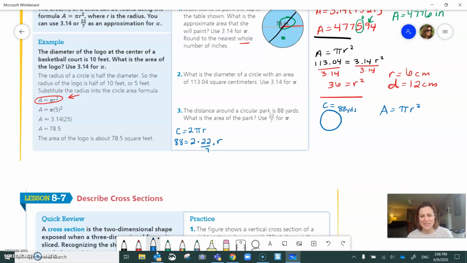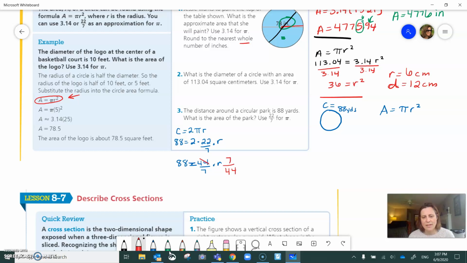Gosh, there's always lots of ways you can do these, right? I think this time what I'm going to do, 2 times 22 is 44. Oops, that's supposed to be an equals. 2 times 22 is 44. 44 over 7 times r. To get r by itself, I want to do the opposite of multiplying by 44, which is dividing by 44. And I want to do the opposite of dividing by 7, which is multiplying by 7.